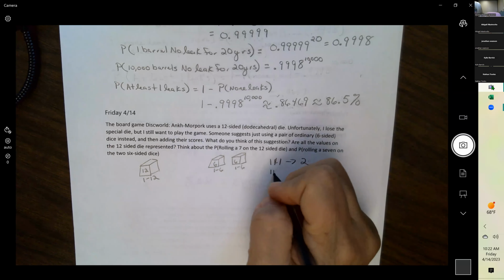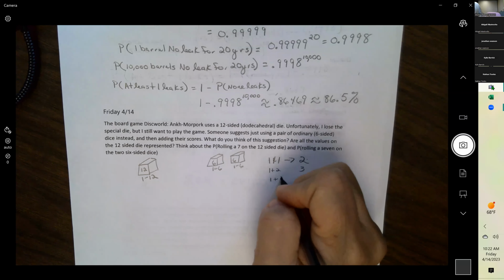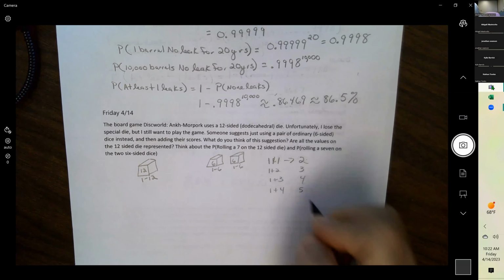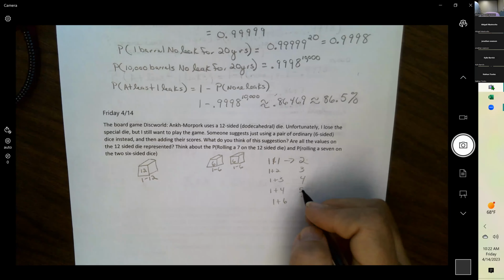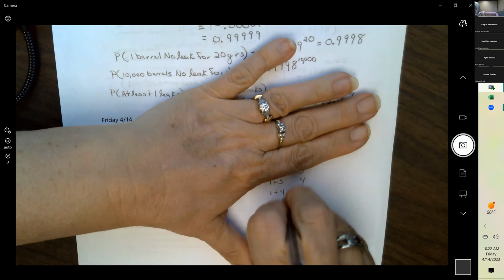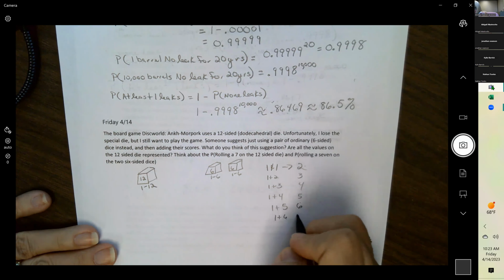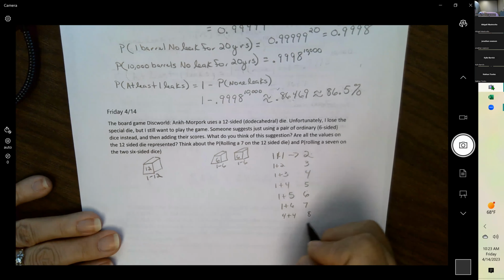A 1 and a 2 will give us a 3. A 1 and a 3 will give us a 4. A 1 and a 4 gives us a 5. I skipped a 1. 1 and 5 will get us a 6. 1 and 6 gets us a 7. 8, a 4 and a 4. 9. So all of these are possible.